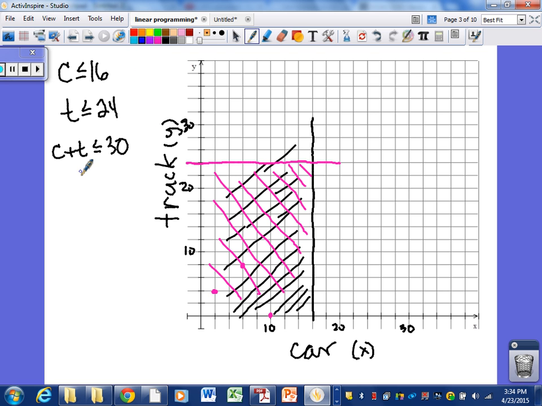So now I have to graph this equation. C plus t, remember t is your y variable, so if you solve this equation for t, t equals 30 minus c. That has a y-intercept of 30 and a slope of negative 1. So this is the graph of my equation, t equals 30 minus c. The number of gallons of gas I can put in my truck is 30 gallons minus the number I put into my car. So I get this nice linear equation here.